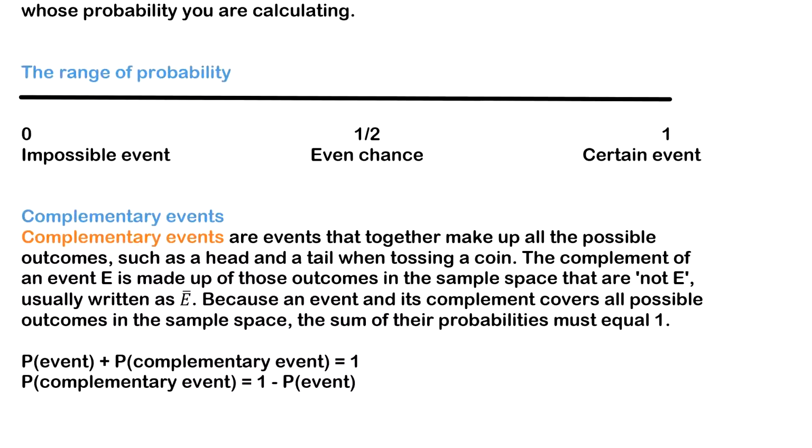So, P(E) plus P(E bar) equals 1. If you were trying to find the probability of the complementary event, you could do 1 minus the probability of the event. For example, if I was trying to find the probability of getting a tails, and I know that the probability of getting heads is a half, we would have 1 take away a half, which is a half.